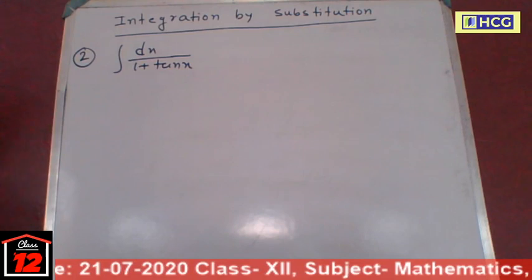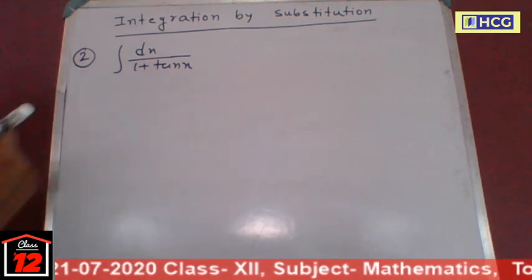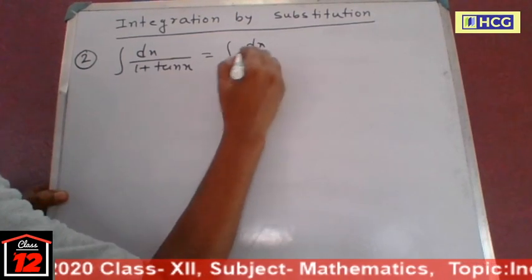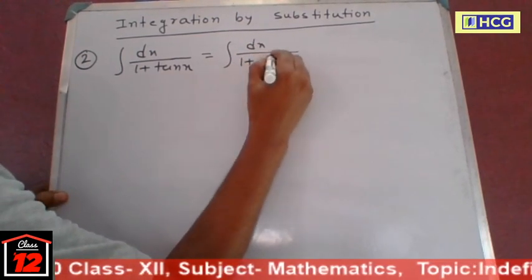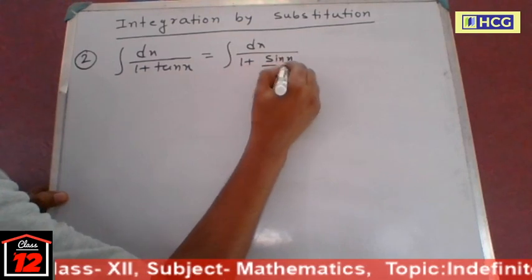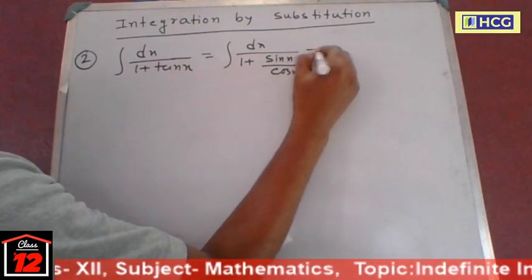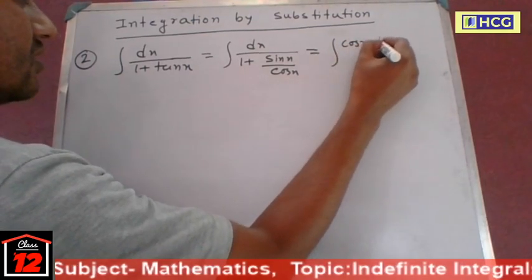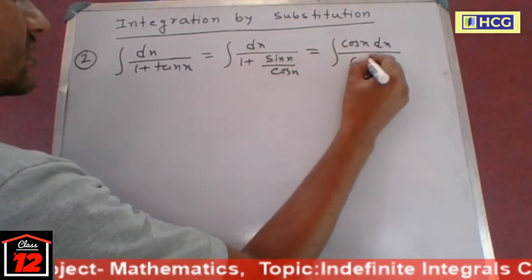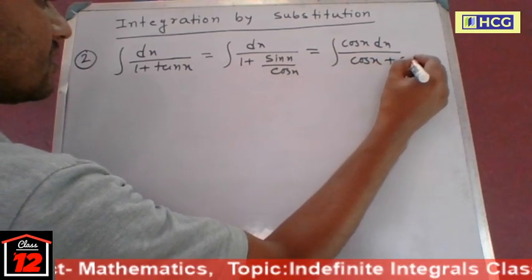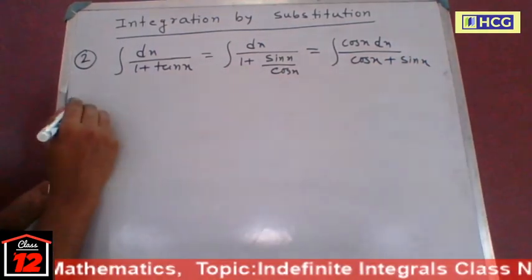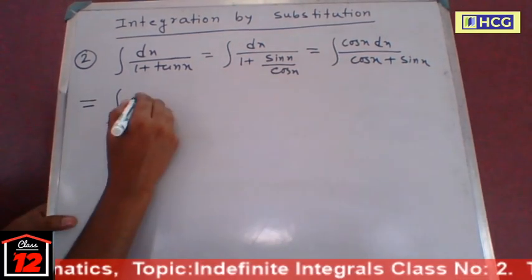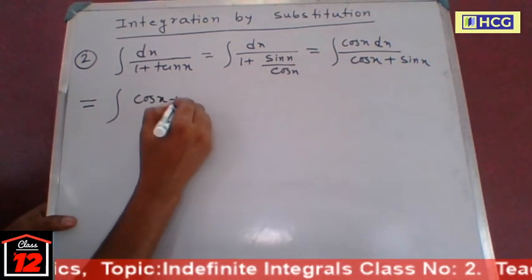Next, we find integration dx by 1 plus tan x. Now this is equal to integration dx, and write 1 plus tan x as 1 plus sin x by cos x. Now cos x is the LCM, so cos x dx into cos x plus sin x. Now this equals integration cos x dx by cos x plus sin x.